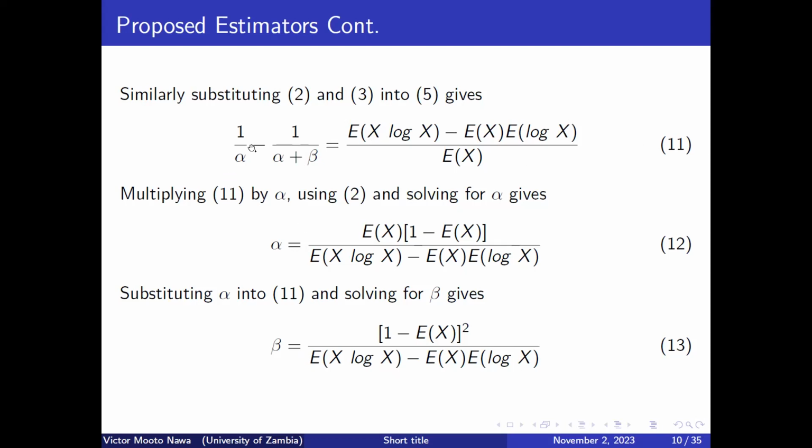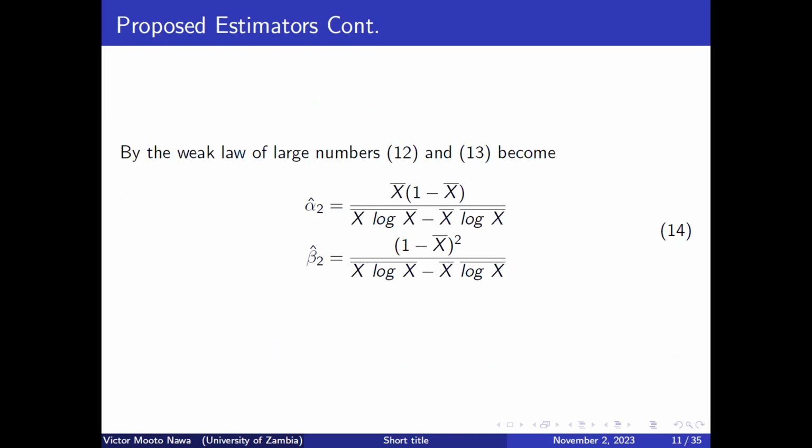Similarly, if we multiply this expression by alpha, this term here becomes an expectation of x. Here we are going to get a 1, and alpha will be multiplying this whole expression on this side. When we make alpha the subject, we get this expression number 12. Then we take expression number 12 and replace it in 11 and solve for beta, which gives us expression number 13. Then when we use the weak law of large numbers, we get this second set of proposed estimators.